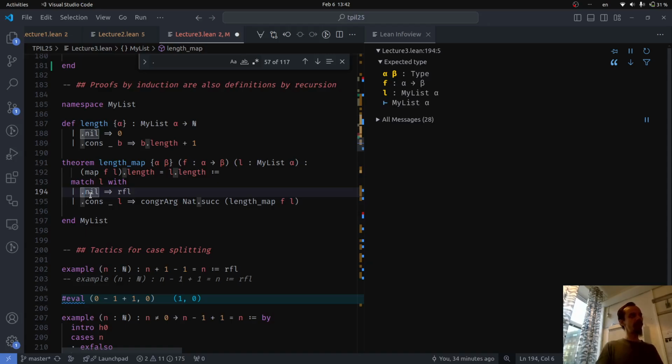Yeah, well, I think one thing is distinguishing between tactics and constructors. Like, I don't even remember if refl is a tactic or a constructor. Yeah. Okay, fair enough.